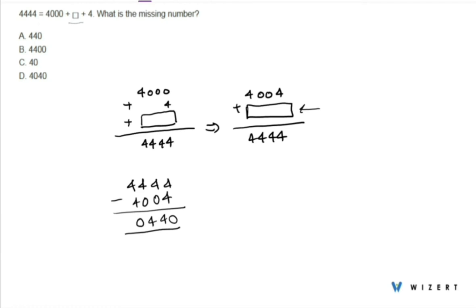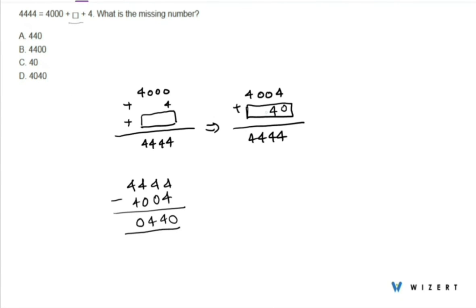Now we can also predict the answer here. Let's see. How do we add? We add from corresponding places. So the unit's place of this required number, see, 4 plus something has to be 4. So there will be 0 over here. 0 plus something has to be 4. So there will be 4 here.